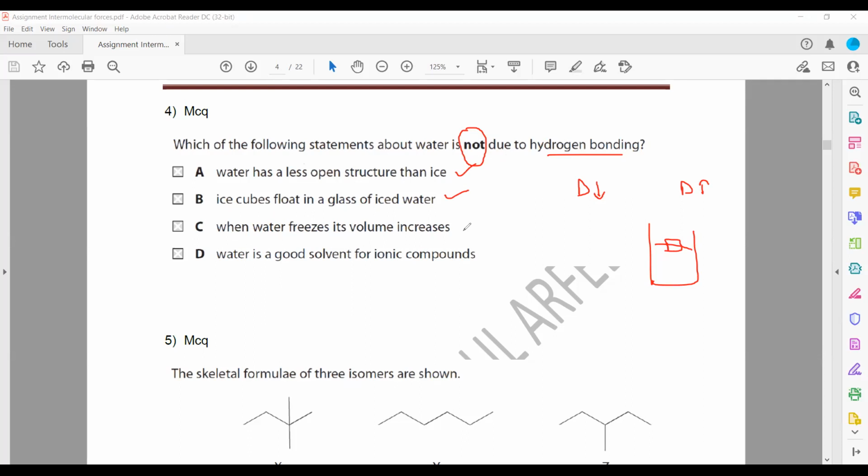When water freezes, its volume increases. That's also true. The molecules arrange themselves in a regular pattern. So when they arrange, they slightly move away from each other, so the volume increases.